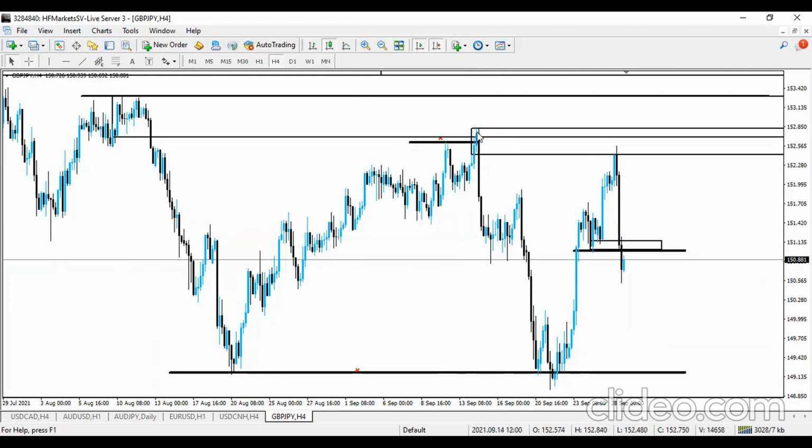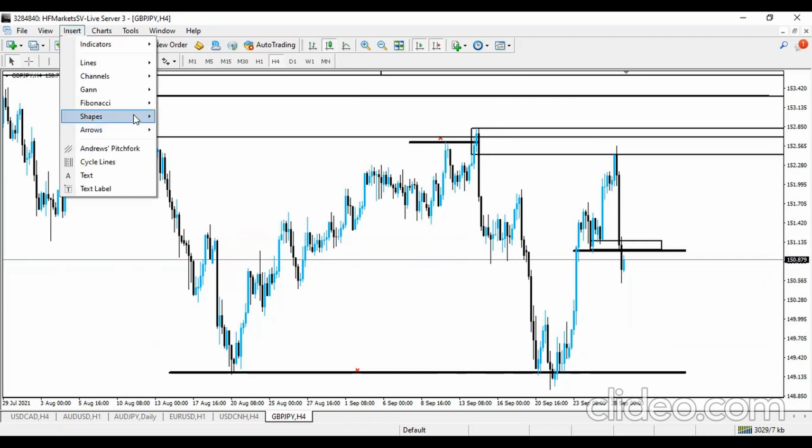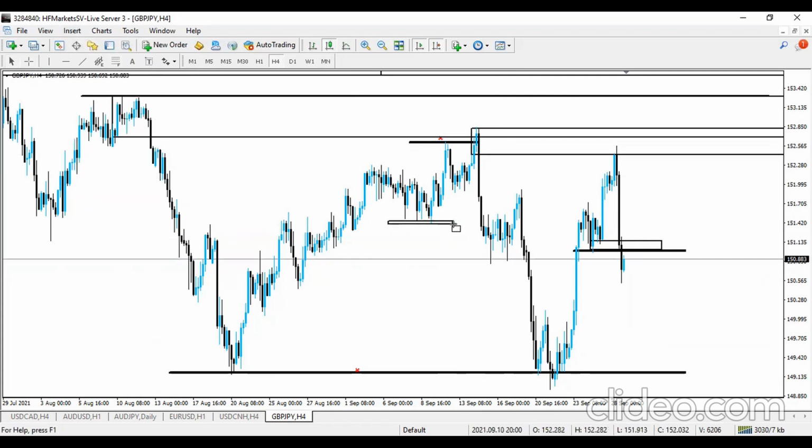Why did I say this particular region was a supply region? If you look very closely, they've taken out structure. This is the structure they've taken out. Price has been creating a series of higher highs and higher lows, so they created this high, low, high, low, high, low.